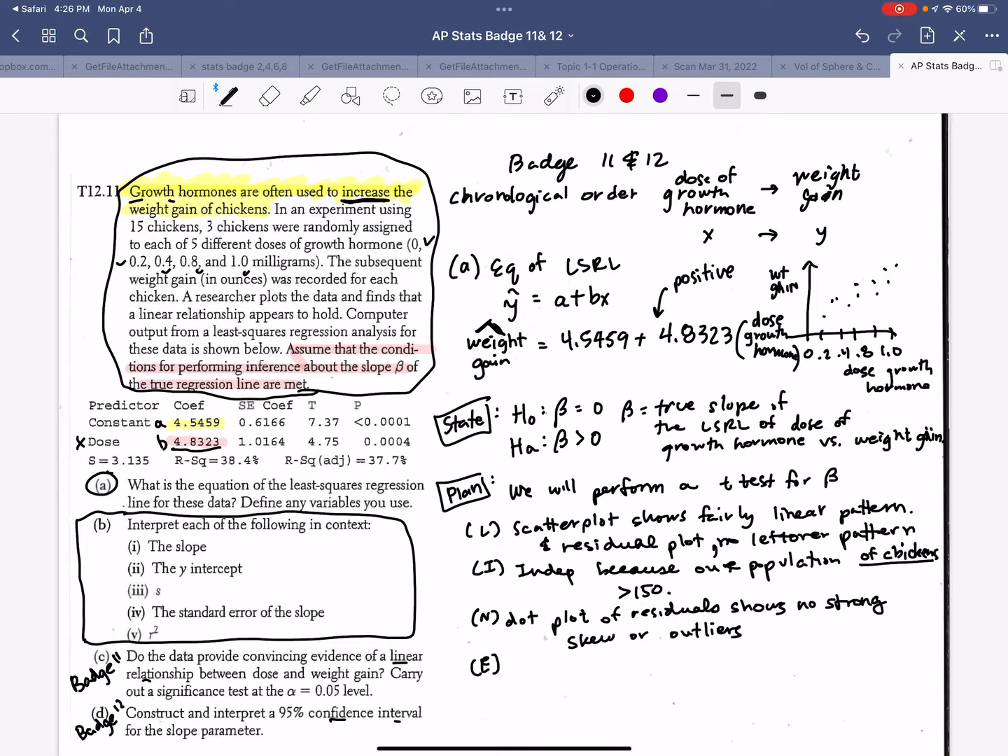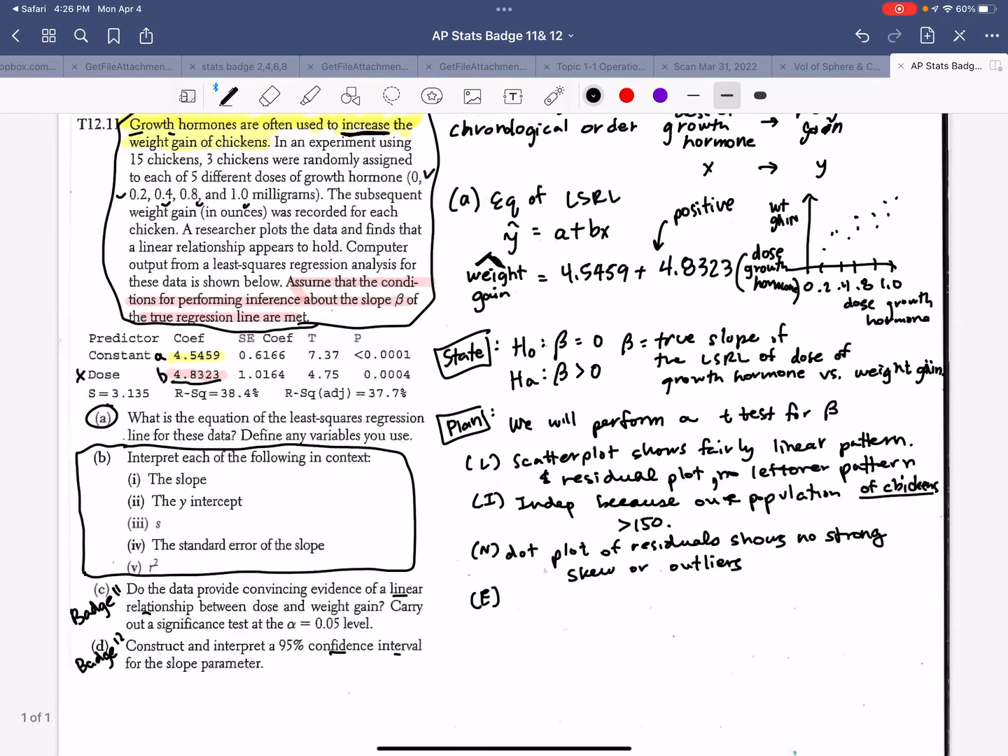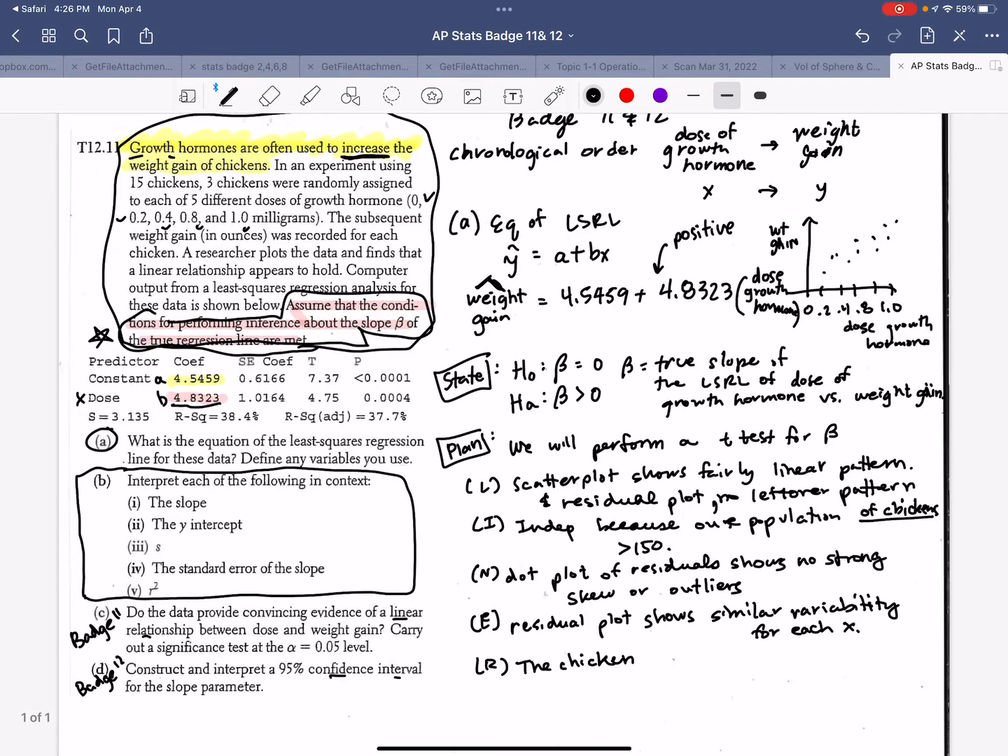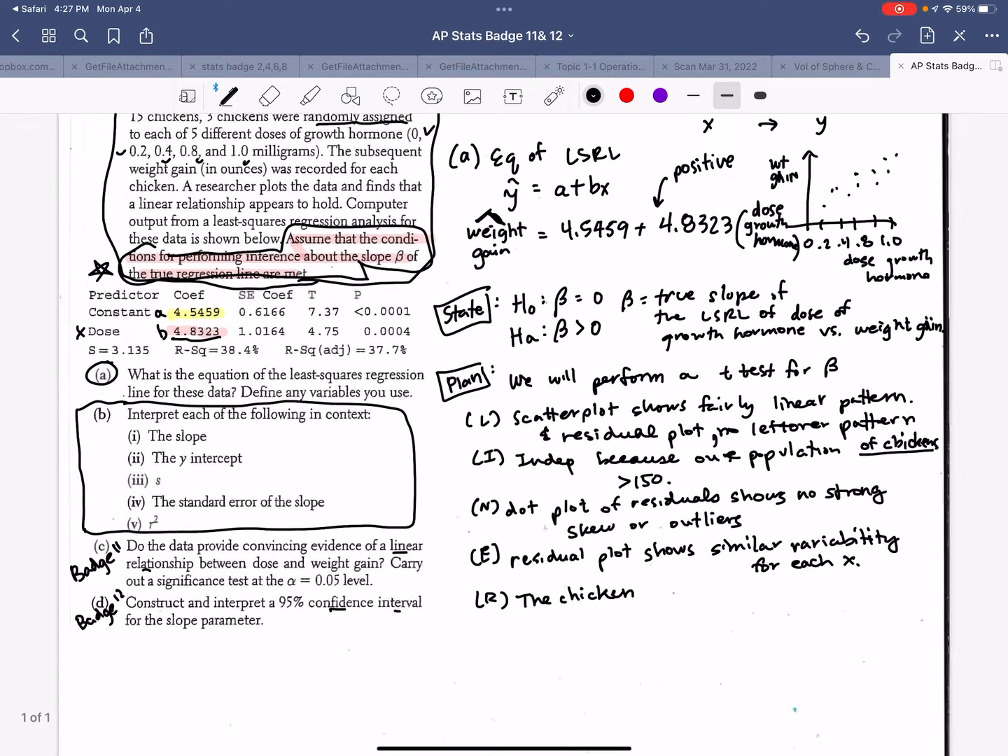E. This stands for equal standard deviation. So again, we're supposed to assume that some other scientist looked at the residual plot and that plot shows similar variability for each x. And again, in real life, if we took the test and it said just assume that, we don't have to perform these, but we're practicing it because we need to learn it for our multiple choice for sure. And then we could say the chickens were randomly assigned to the 5 different doses.